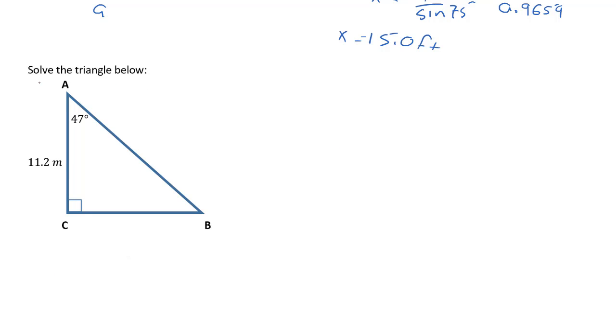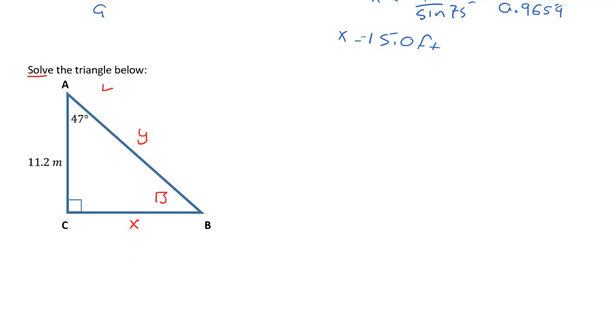All right, let's take a look at the second question. In the second question, we're asked to solve the triangle below. And when we're asked to solve a triangle below, that means we need to calculate all of the unknown information. So we don't know angle B, which I'll write in as B. We don't know side CB, and I'll represent that by X. And we also don't know the length of side AB, and I'll let that be represented by Y.